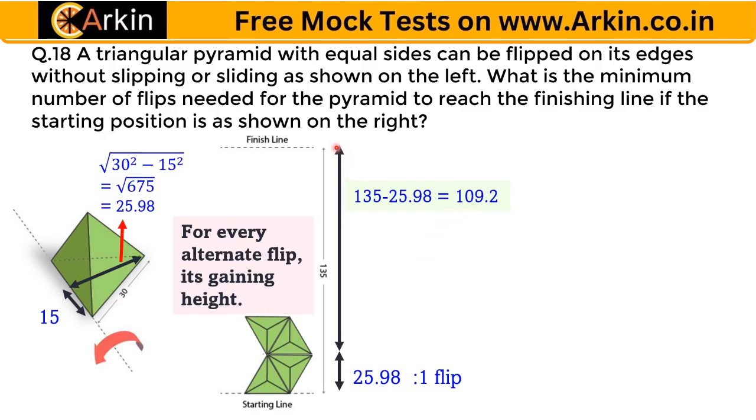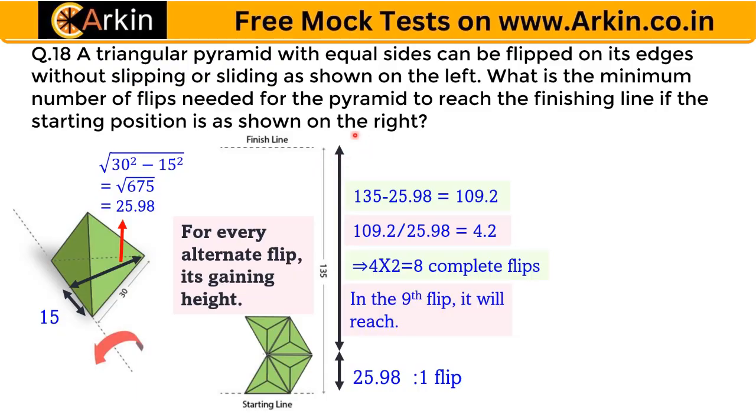Now this is 109.2. If I divide by 25.98, I get 4.2. So that means 4.2 means total 8 complete flips. So in 8 complete flips, it will reach somewhere here. 0.2 will be something like this small part. And in the 9th flip, it will reach the finishing line. So from here to here, 9 flips, and this one, 1 flip. So total 10 flips. So the correct answer for this will be 10 flips.